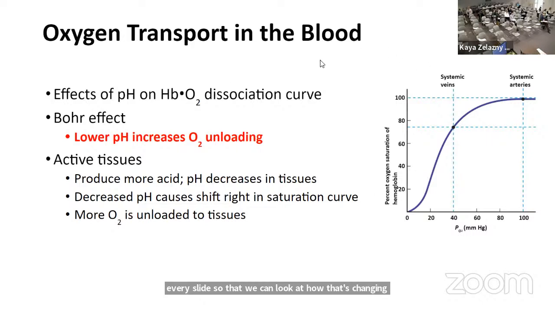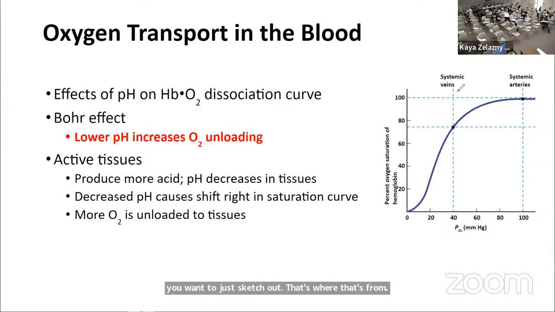Okay, so when we're talking about the effects on this dissociation curve, it's going to be described as a change to the affinity of hemoglobin and oxygen. Okay? And what that's going to tell us is something about how easily we're letting go of oxygen and how easily we're adding oxygen on. Okay, so first one is our Bohr effect. So our Bohr effect is talking about the effect of pH on oxygen unloading.